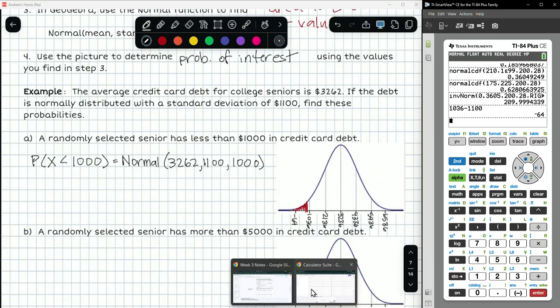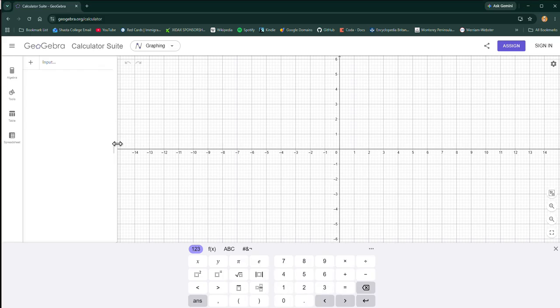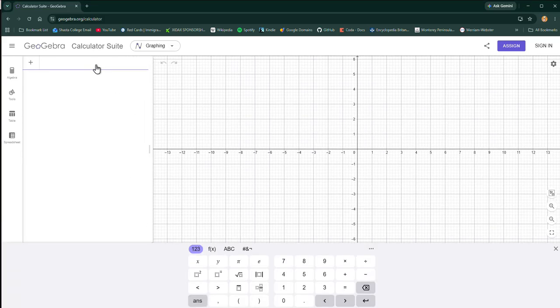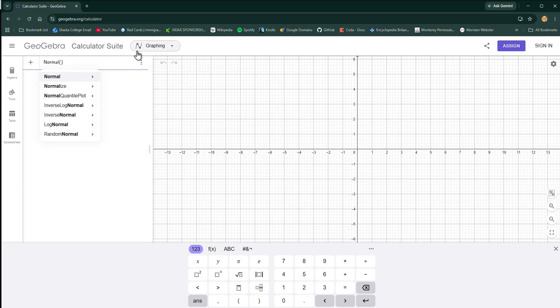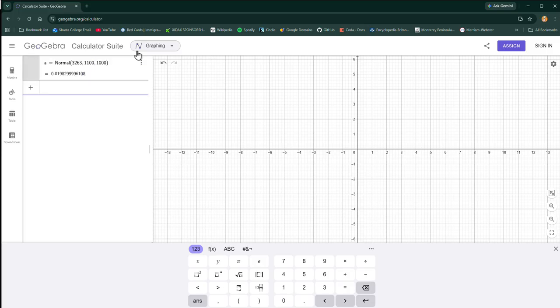So I'm going to pull GeoGebra up here, make this a little wider, and I'm just going to enter that here. So normal, you'll notice as I start typing it pops up, and it'll remind you what goes in that function. So we want 32.62, 1100, 1000, and we get 0.0198 rounded.